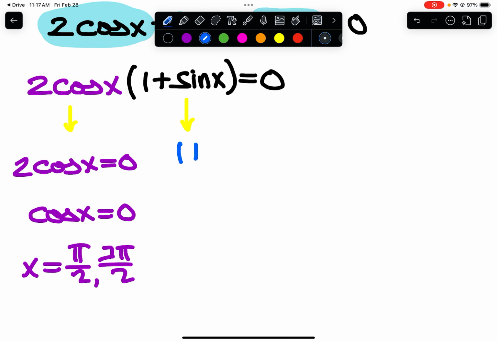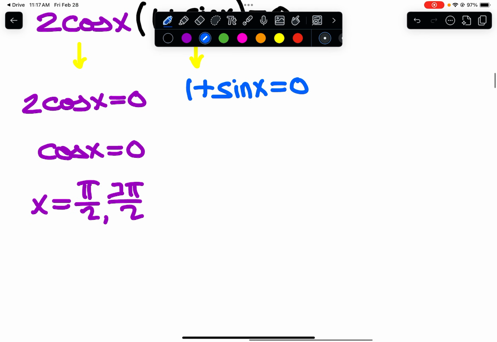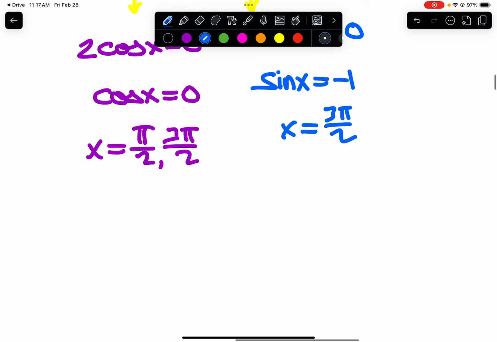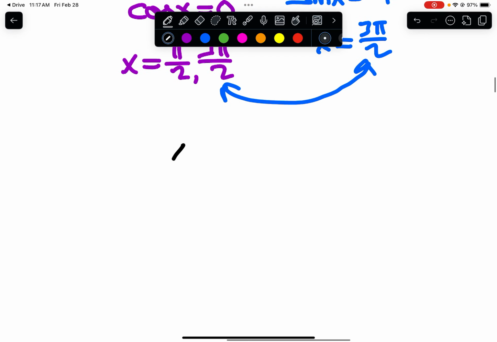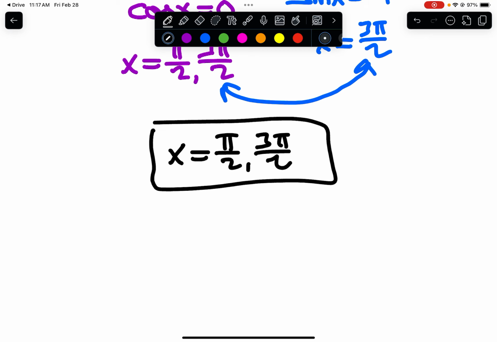And then over here, we're going to have 1 plus sine x equals 0. So this is going to be when sine of x is equal to -1, which is only going to happen at 3 pi over 2. So we have only 2 solutions because we have a repeat. So in this case, for your solutions, we're just going to have pi over 2 and 3 pi over 2. You would not write the 3 pi over 2 twice. You're just going to write it once.